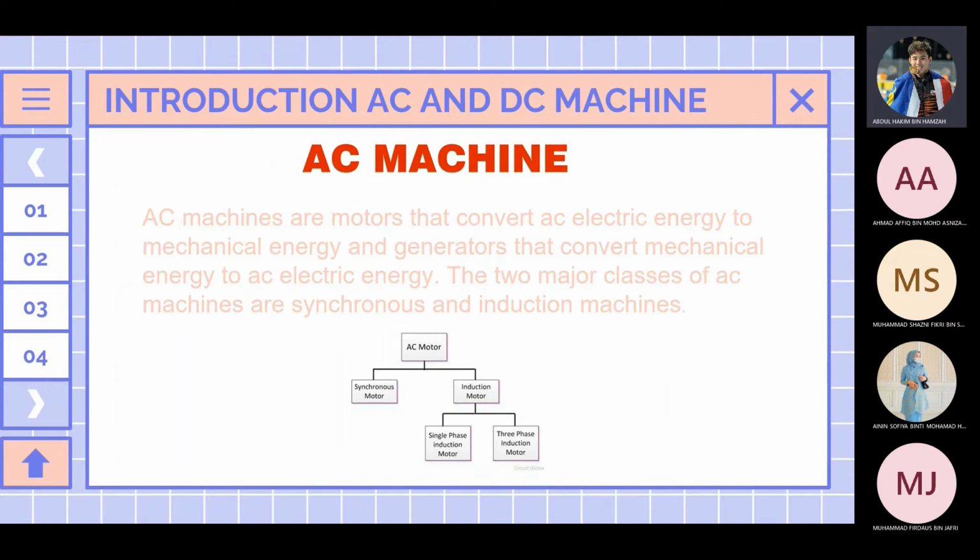AC machines are motors that convert AC electric energy to mechanical energy and generators that convert mechanical energy to AC electric energy. The two major classes of AC machine are synchronous and induction machines. The photo shows us the AC motor will be divided into two, which is synchronous motor and induction motor. The induction motor will be divided into two, which is single phase induction motor and three phase induction motor.